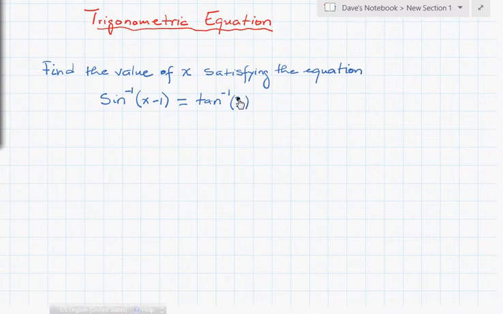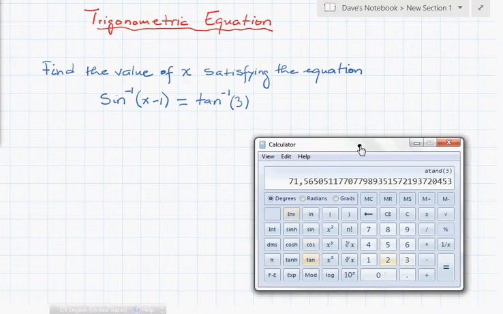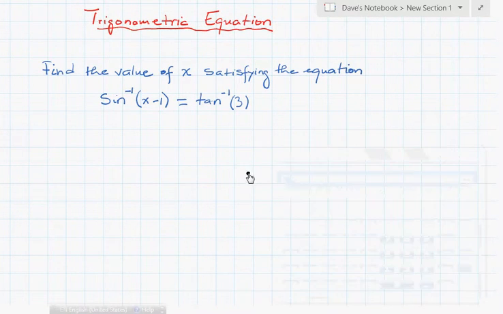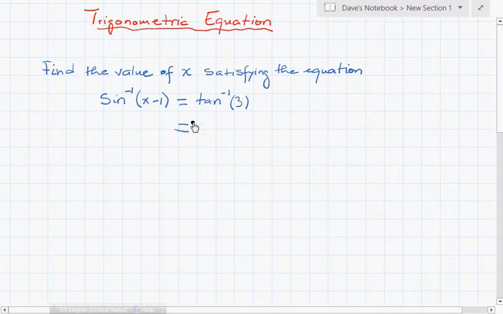First of all, because we have a constant here, we can start by computing this value. To do that, I'm going to bring on a calculator. I go to the second function, put in a 3, and plug it in. The calculator gives us 71.56, and this value could be written here. The value of tan to the power of minus 1 of 3 is equal to 71.56 degrees.